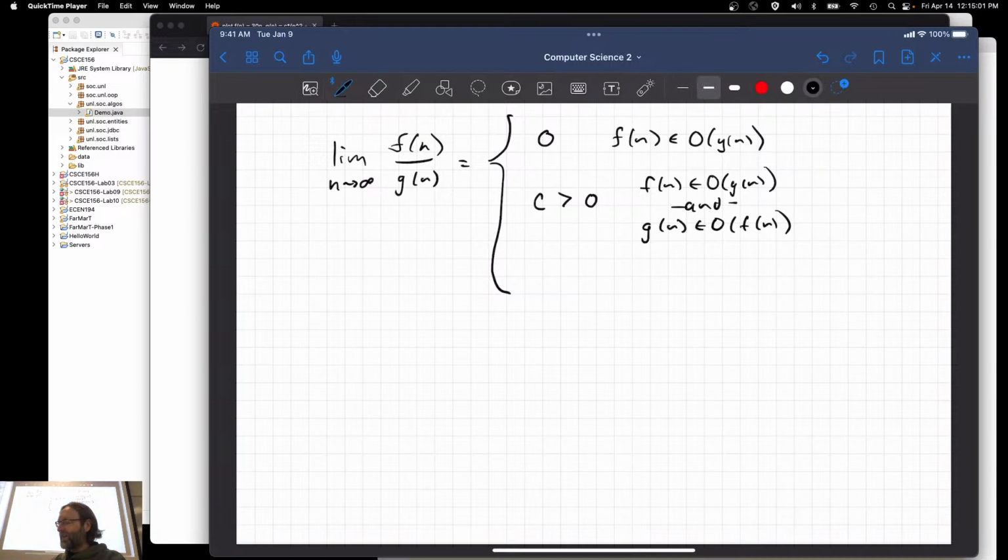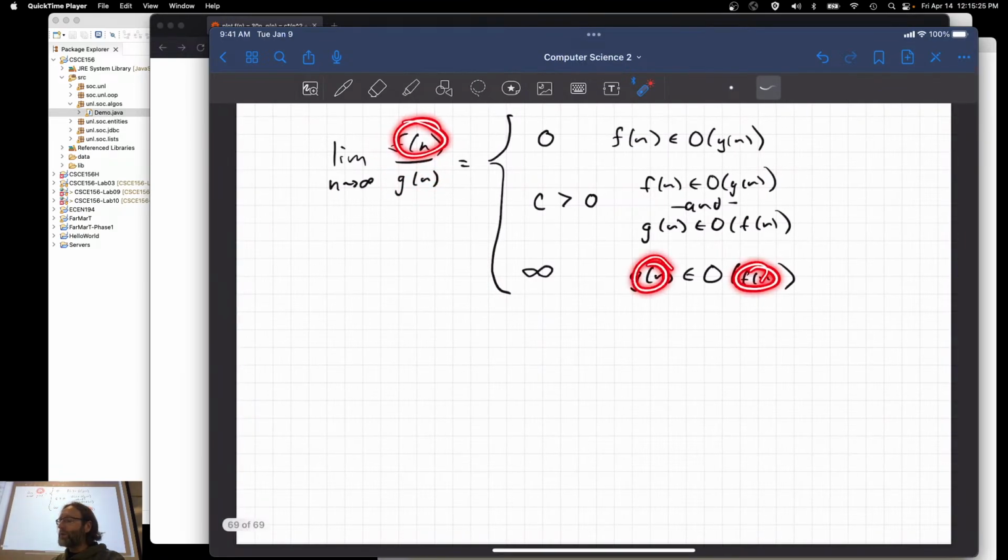No? Okay. What's the third thing that could happen? It could blow up in your face. If it doesn't converge, it diverges off to infinity. And if that's the case, then you have that g of n is big O of f of n. Why is that? If it goes off into infinity, that means that f is growing much faster than g, so f is asymptotically larger than g of n.